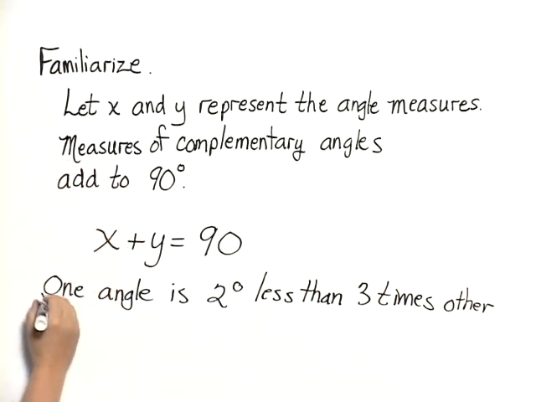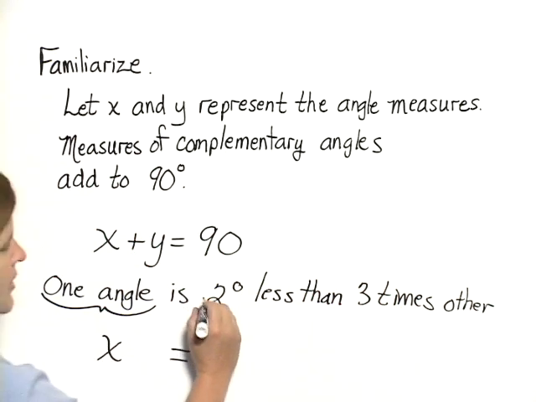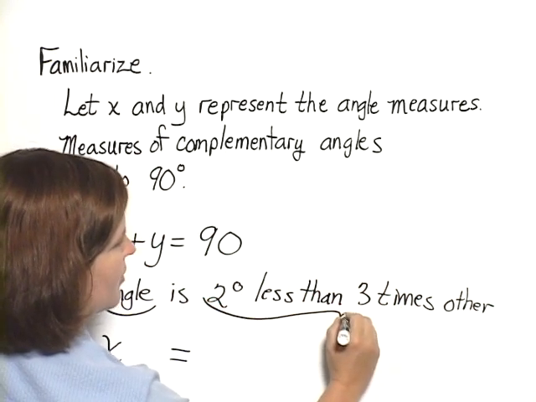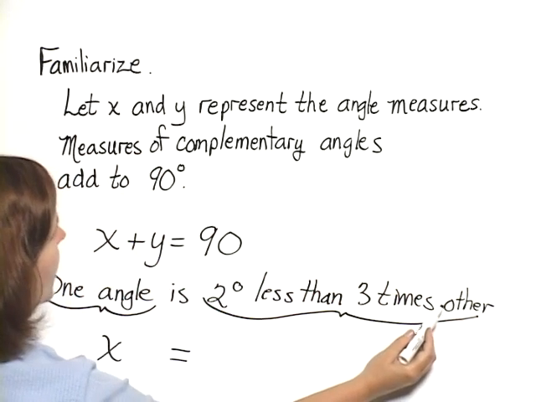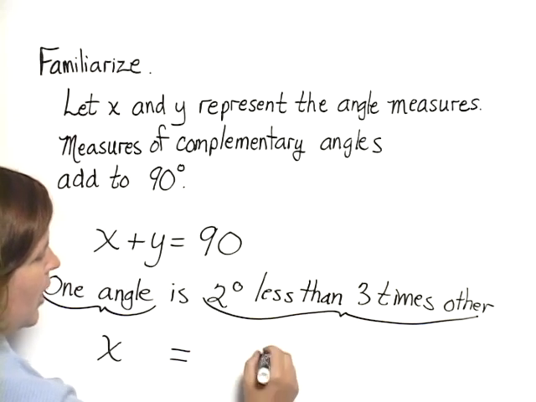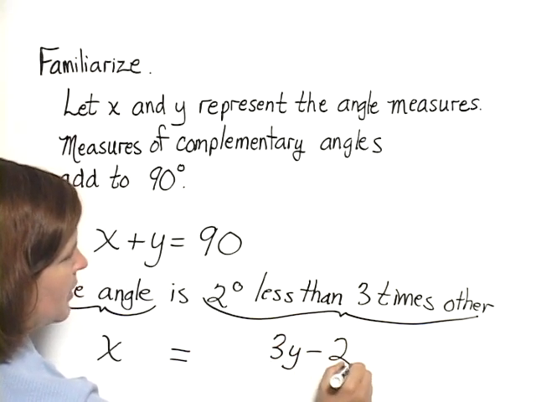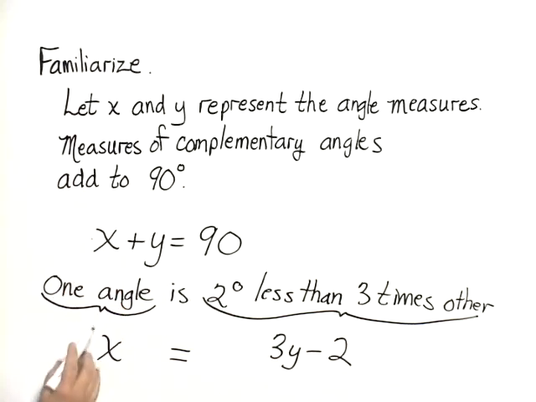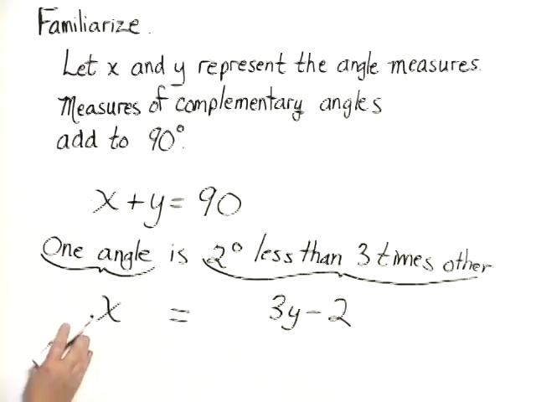So one angle, and we weren't told which is which, we'll just let that be x, translates to equals. And then this phrase, 2 degrees less than 3 times the other angle. 3 times the other angle then would be 3y. 2 degrees less than 3y would be 3y minus 2. And this equation and this equation gives us a system of equations that we can solve.